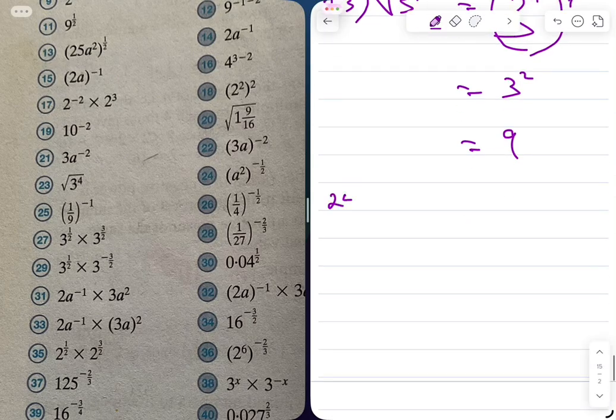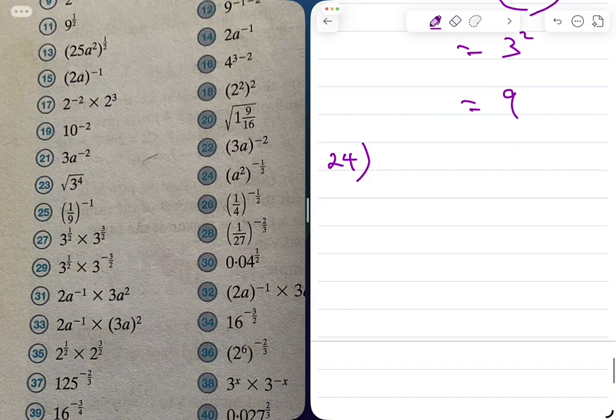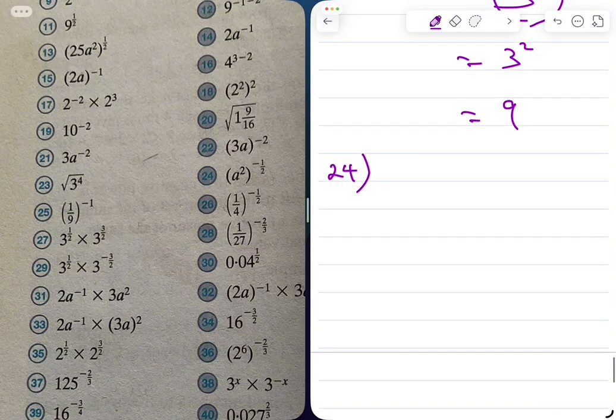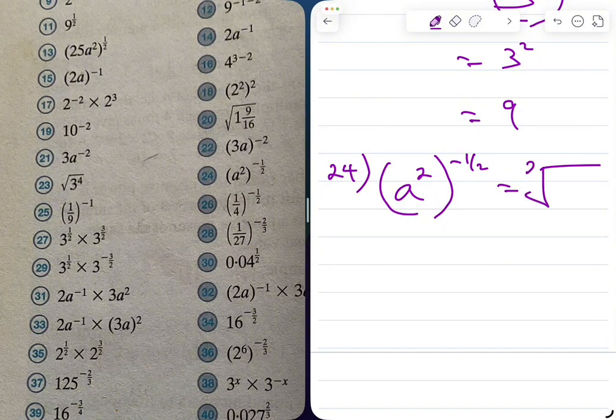Now to the next, number 24. Number 24, that's a raised to power 2 raised to power minus 1 over 2. This is the same as the square root of a and the whole of that raised to power minus 1. How to write that? Well, the square root of a, and the whole of that raised to power minus 1.